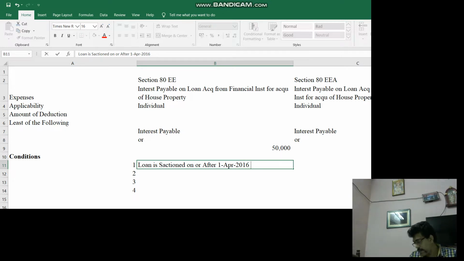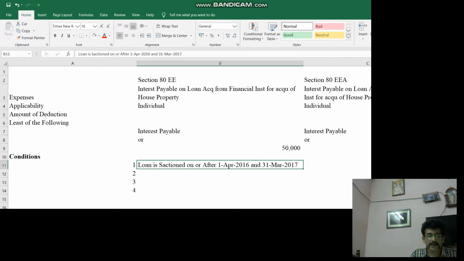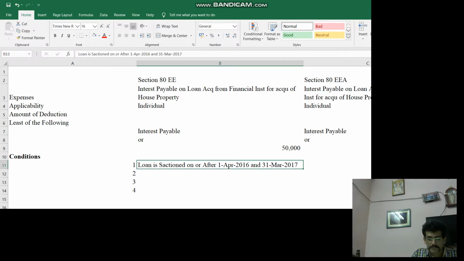Any loan is sanctioned on or after 1st April 2016 and up to 31st March 2017. In this period, if the loan is sanctioned during this period, and other conditions are satisfied, then 80EE is applicable. Otherwise, if the conditions of 80EEA are fulfilled, then ultimately we have to consider 80EEA. Okay? Then the second condition is what?